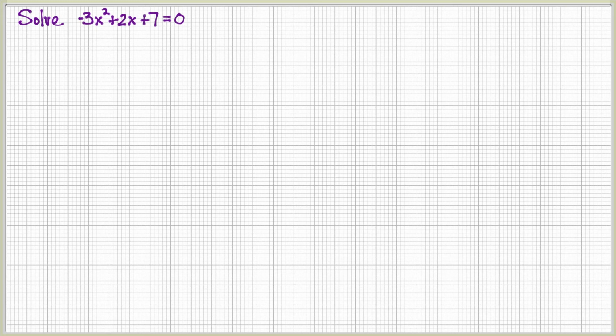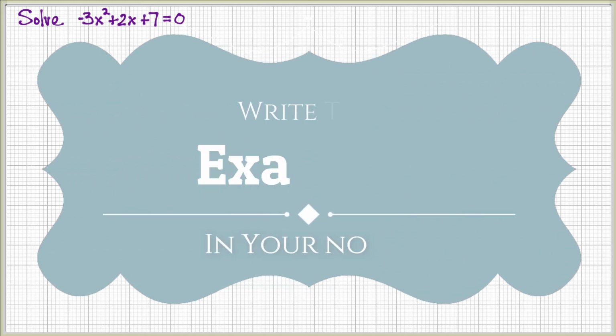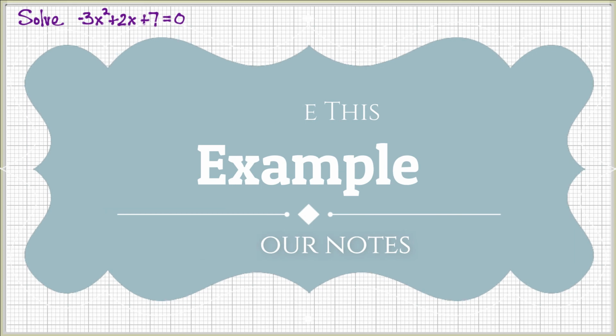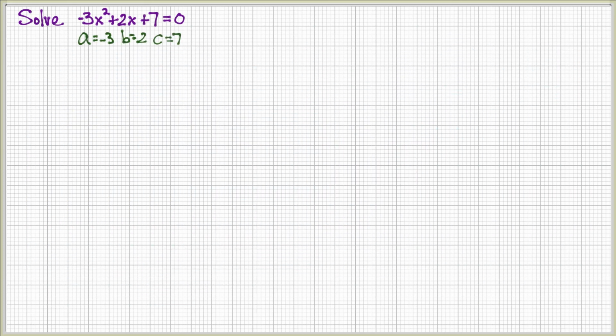Solve -3x squared plus 2x plus 7 equals 0. Our equation's already in standard form, so we just need to identify a, b, and c. When you're using the quadratic formula, you don't have to worry about what the values of a, b, and c are. Sometimes we want a to be 1 or we want b to be negative. A, b, and c can be fractions, decimals, whole numbers, negative, positive. The quadratic formula will always work.